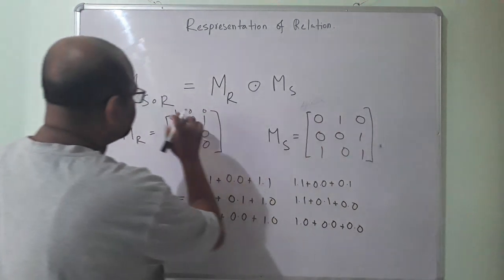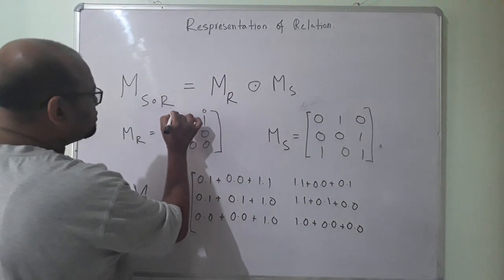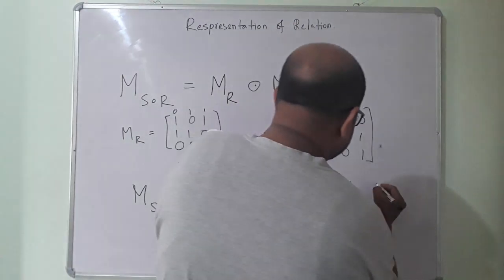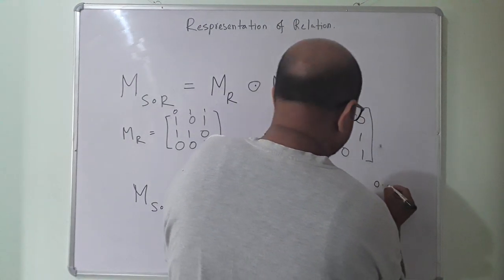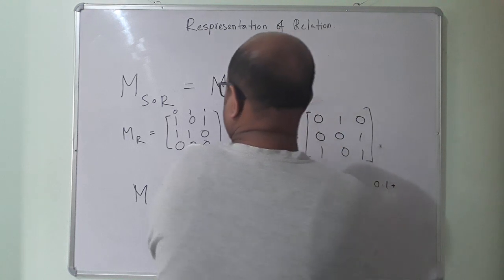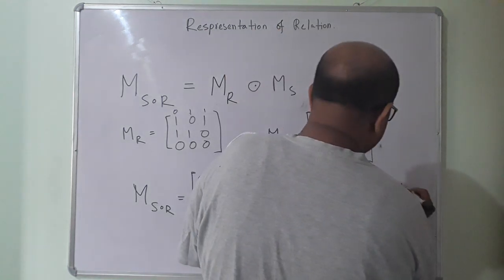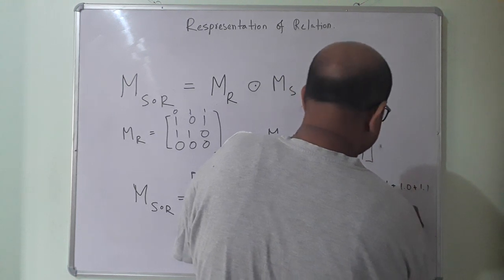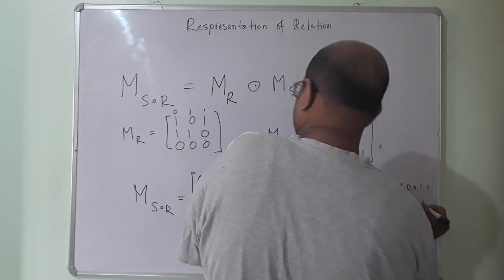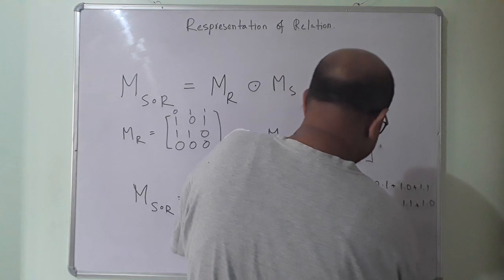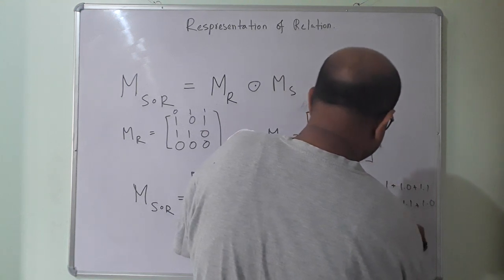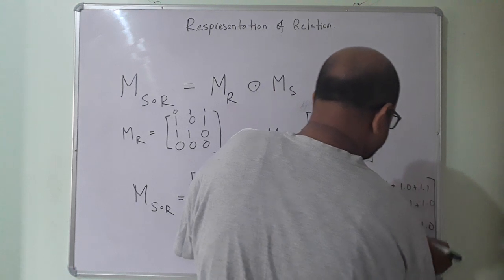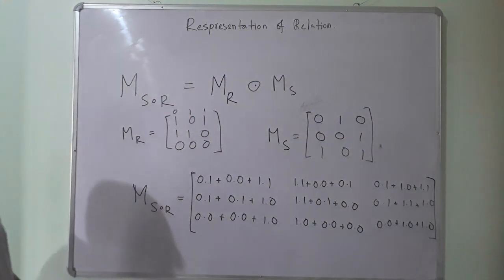Finally I will take the third column. The third column is 0 1 1. This will give me 0 into 1 plus 1 into 0 plus 1 into 1. Then 0 into 1 plus 1 into 1 plus 1 into 0. Then 0 into 0 plus 1 into 0 plus 1 into 0. So this is what I have.